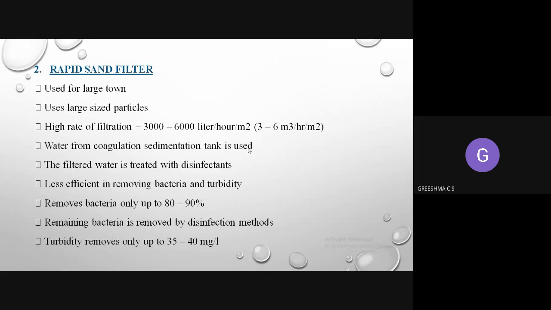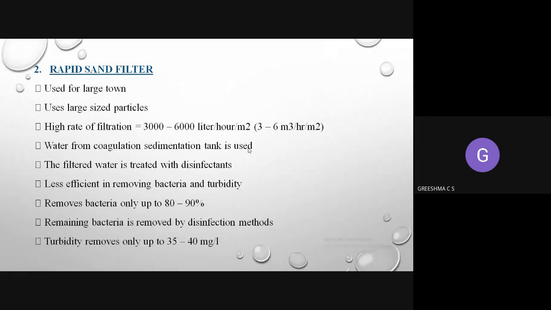Now once the water is filtered, the filtered water will be treated with disinfectants. Even after the rapid sand filter filtration, the filtered water will be treated with disinfectants. That means if there is any bacteria or any microbial action present, it will be killed.